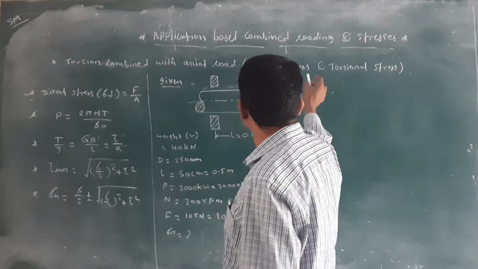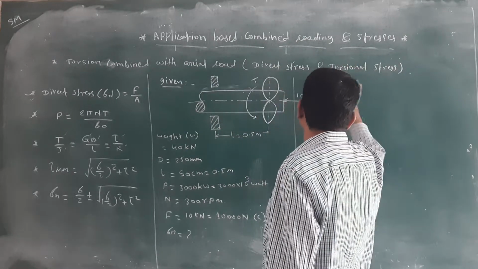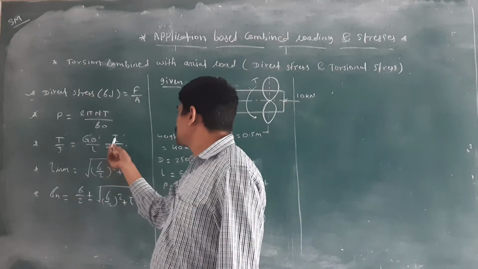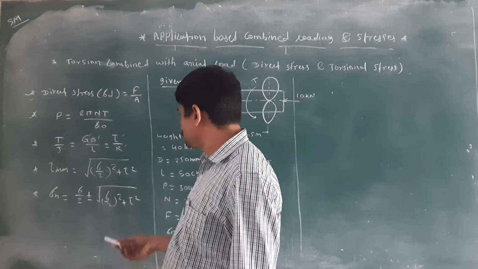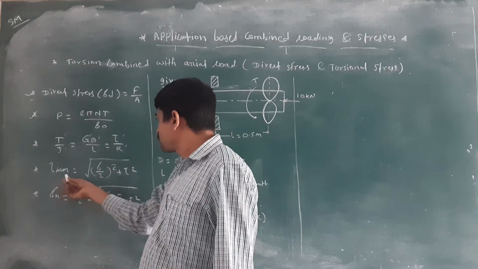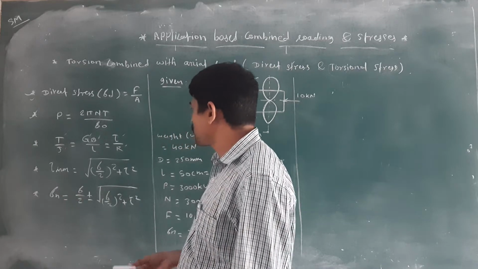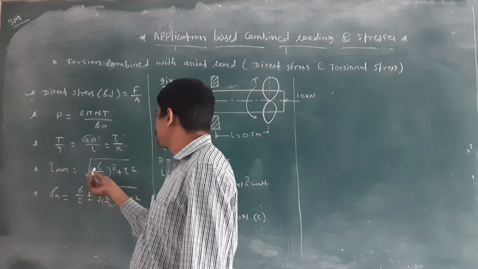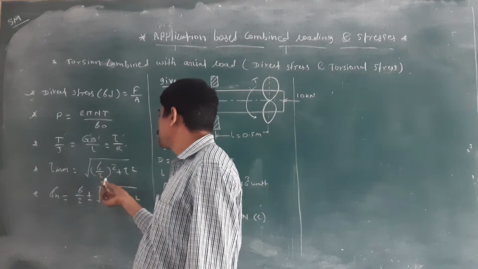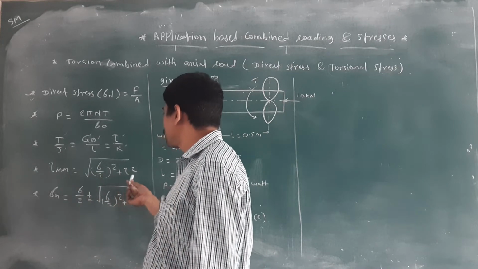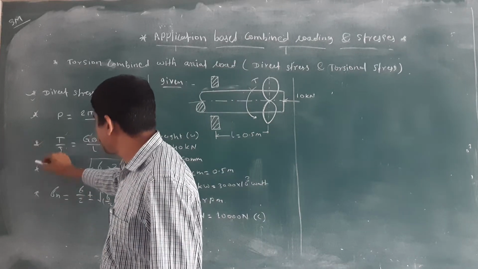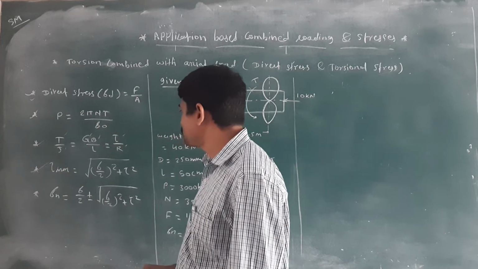Here we have a combination of direct stress and torsional stress. That is why we require the torque and the shear stress. Then how to calculate the maximum stress? We have seen it: root of (sigma divided by 2) whole square plus tau square. Remember this formula. With the help of this formula, you can calculate the maximum stress.